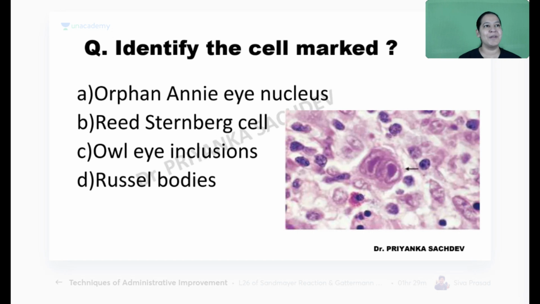I am coming to the next question. This is the next question in front of you. Be fast. Look at the image. Identify the cell. What is it? The arrow cell. Have you seen the arrow here? Can you see the arrow here?